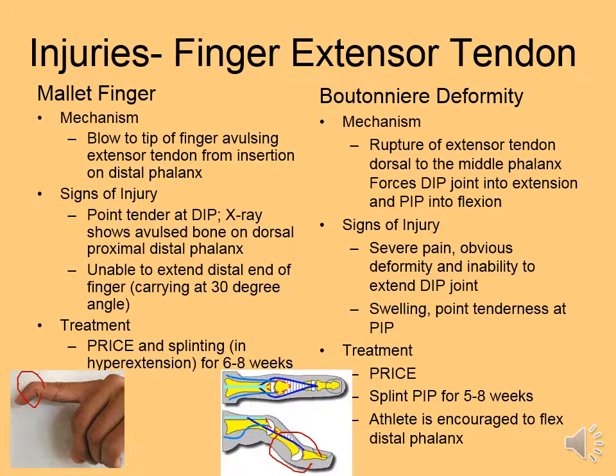As far as other signs, they're going to have swelling and point tenderness more at this joint right here, the proximal interphalangeal joint. Our treatment would be PRICE, splinting that PIP joint for 5 to 8 weeks, and we're going to encourage the athlete to flex their distal phalanx. So the splint would actually be straight up until this point. We stop the splint right here, and we give them access to moving the tip of the finger for that particular injury.